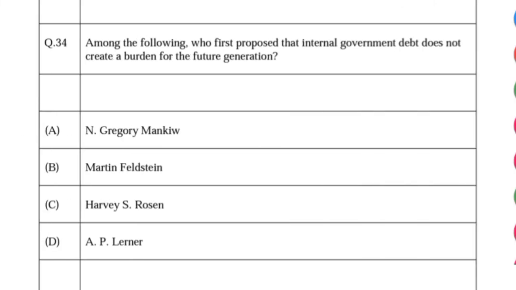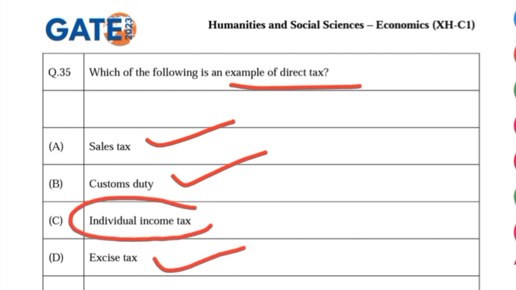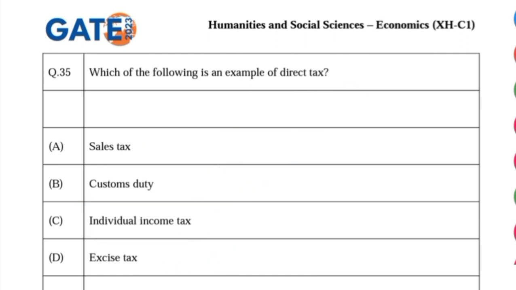Next question is, among the following, who first proposed that internal government debt does not create a burden for the future generation? The correct option to this question should be option D, that is AP Lerner. Next question is, which of the following is an example of direct tax? So sales tax is indirect, custom duty is also indirect, excise is also indirect. That means individual income tax is the direct tax.